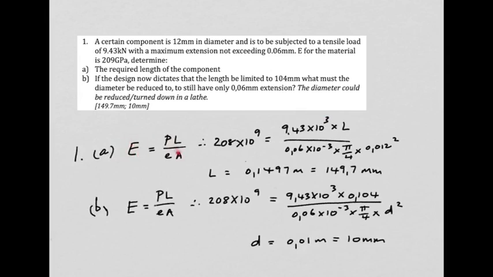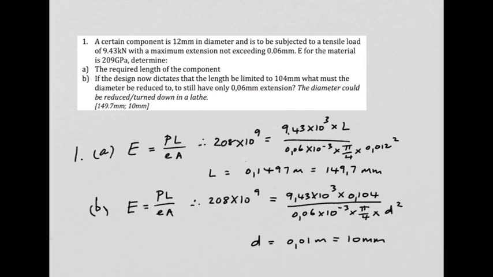Okay, so now we go on to part B, where we see that the design now says that 149 was too long. We have to have 104 millimeters only. Perhaps there's a space constraint in your design, we don't know. So the solution to that would be to change the only other value that we're allowed to change, which is the diameter. And if we think about it, if we were to reduce the diameter, a shorter specimen would still be able to stretch as much as the longer specimen, provided you make it of a lesser diameter.